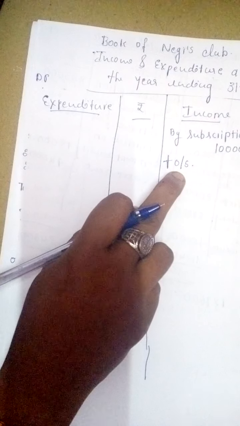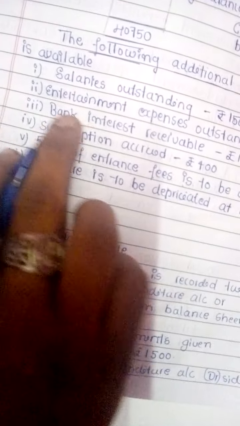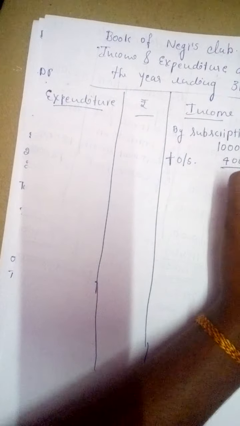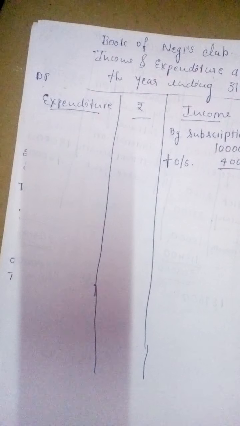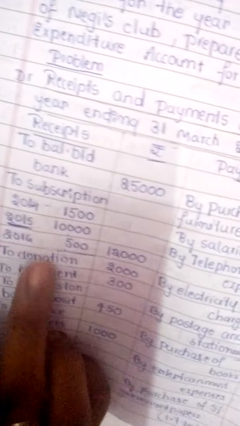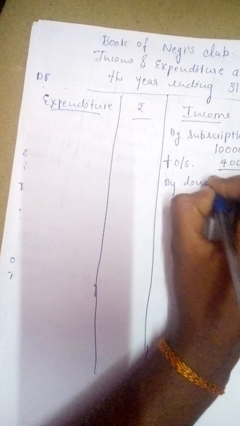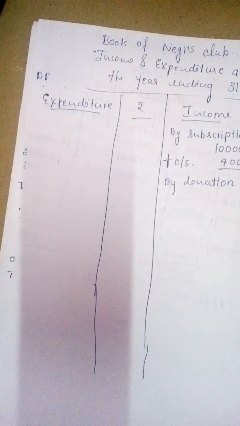That means we need to add the outstanding. How much have they given as outstanding? See here, subscription accrued 400. Add 400. Now 10,400 is the subscription. Then the next item, donation. The donation purpose is not given, so it is revenue. No adjustment regarding donation is given, so write down the donation amount as it is.